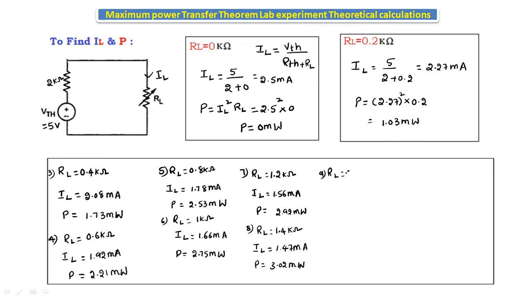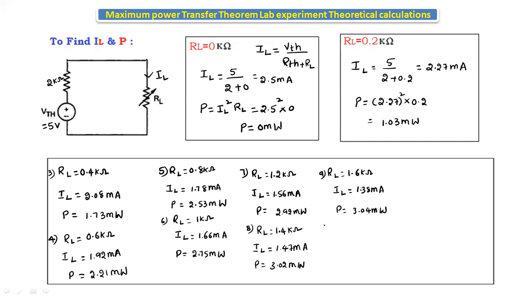Now I am taking one more value, RL is equal to, take 1.6 kilo ohm. If you take 1.6 kilo ohm, we will get IL is equal to 1.38 milliamps, and the power P is equal to 3.04 milliwatts.